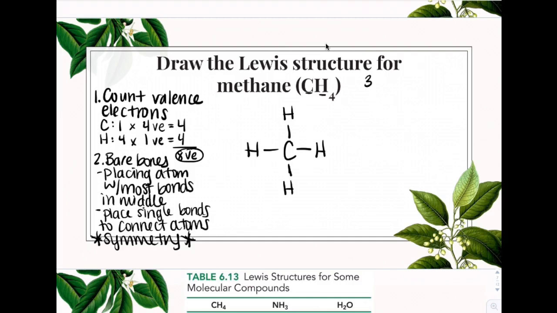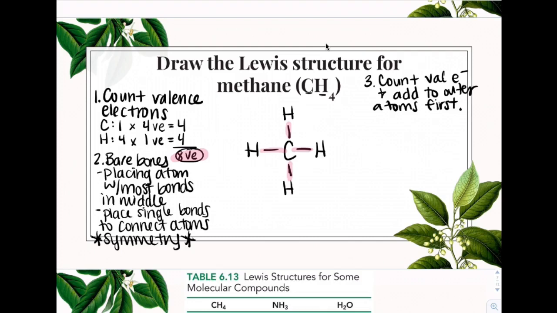And so my next step is to count valence electrons and add to outer atoms first. Okay, so I have 8 to give. Let's count my 8. Well, every line is equal to 2. So this is 2, 4, 6, 8. Well, I have 8. And I only had 8 to give, so I have all my electrons in the structure.